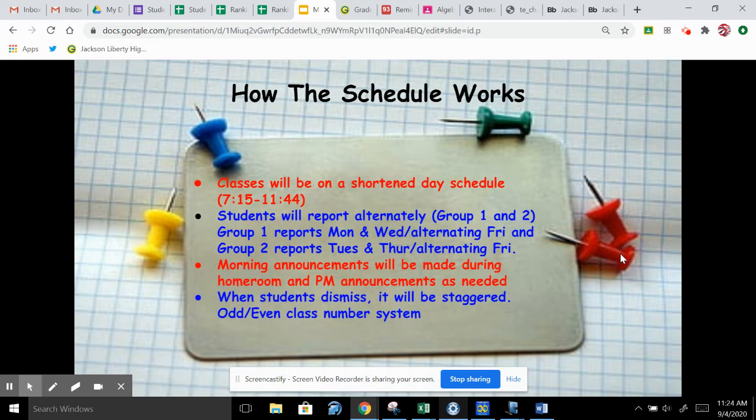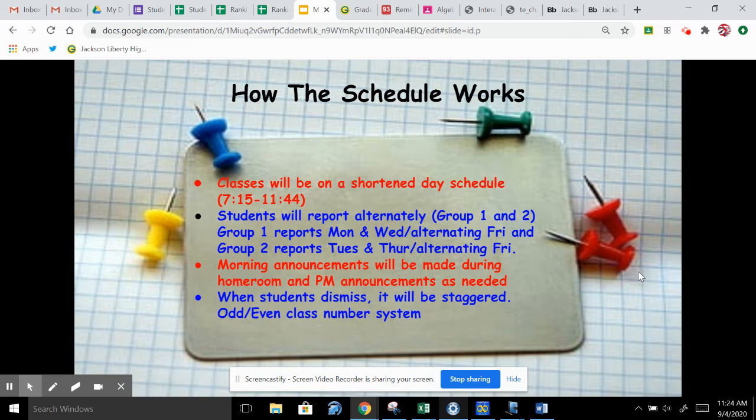All right, their bathroom is going to be off limits unless you have some sort of documentation. Okay, how does the schedule work? Classes are going to be on a shortened day schedule. We talked about that. If you're in person, you're going to be with your classes for an hour. You're reporting alternately, group 1, group 2, Monday, Wednesday, Thursday, or Tuesday, Thursday, and then alternate your Fridays.